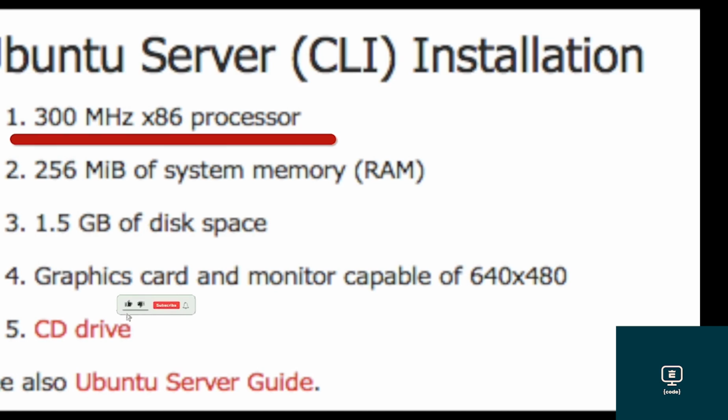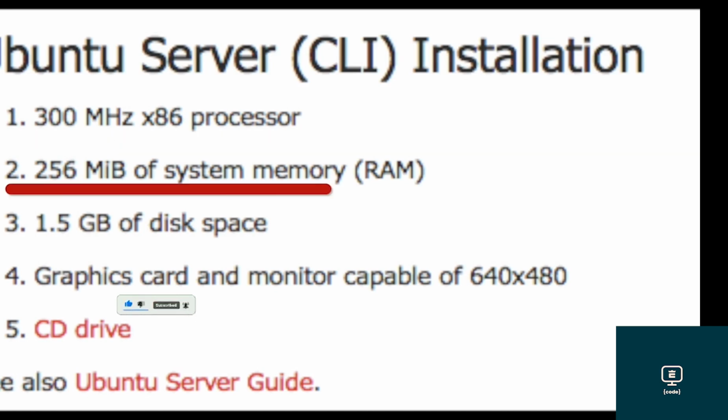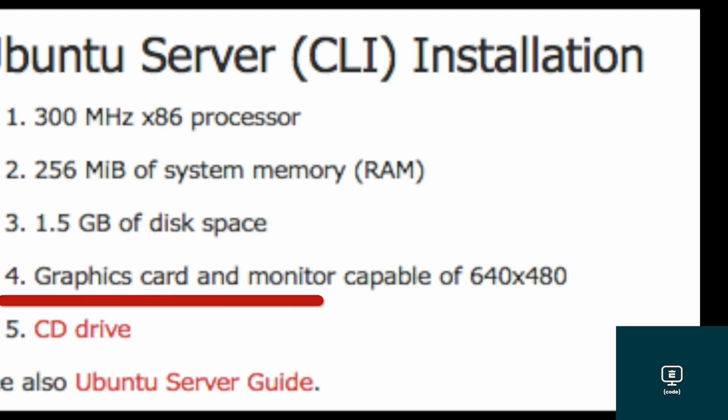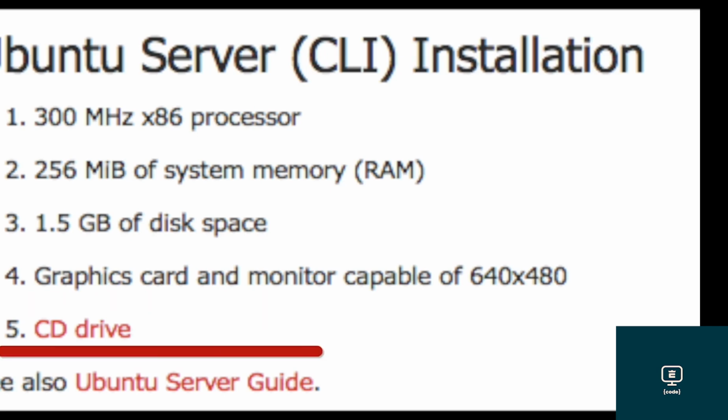A 300 MHz x86 processor, 256 MB of system RAM or memory, 1.5 GB of drive space, a graphics card and monitor capable of 640 by 480 pixels resolution, and a CD drive.